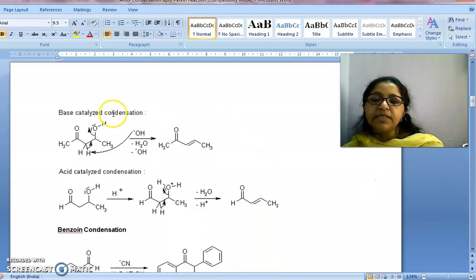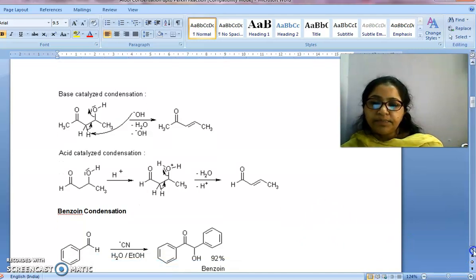In the case of base catalysis, the alpha position hydrogen will be taken up by the base, and we will get a double bond, leaving the OH group. In the case of acid catalysis, the hydroxy group will get protonated and leave as water, along with a proton. So we get the same product here, that is an alpha beta unsaturated carbonyl compound.